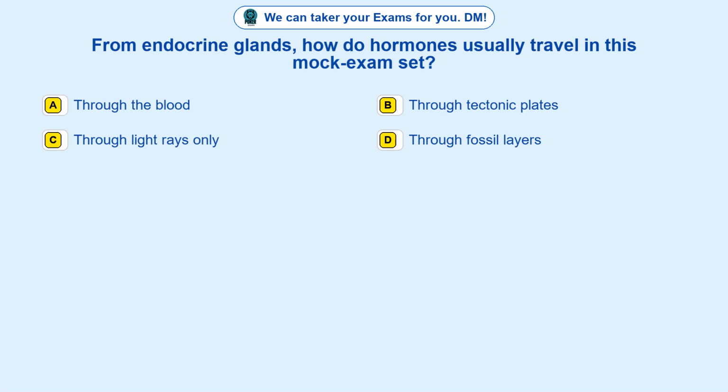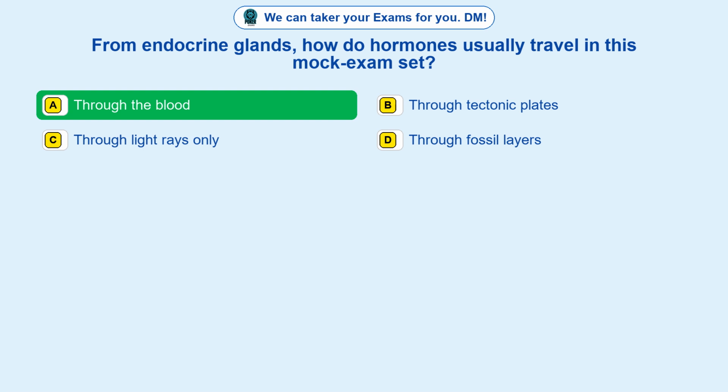Question 28. From endocrine glands, how do hormones usually travel in this mock exam set? Option A. Through the blood. Option B. Through tectonic plates. Option C. Through light rays only. Option D. Through fossil layers. The correct answer is option A.